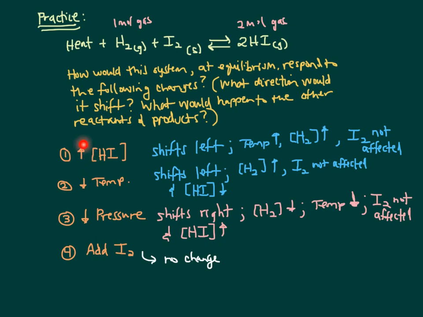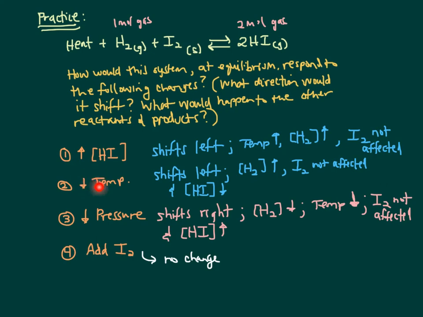So if we were to increase the concentration of HI, we're adding a product. So our system's going to respond by speeding up the reverse reaction to get rid of the added product. So that means that everything on this side, assuming it's not a pure solid or liquid, is going to increase. So our reaction would shift left, our temperature would increase, our hydrogen gas concentration would increase, but our I2 would be unaffected because it's a solid and you can't change the concentration of a solid.